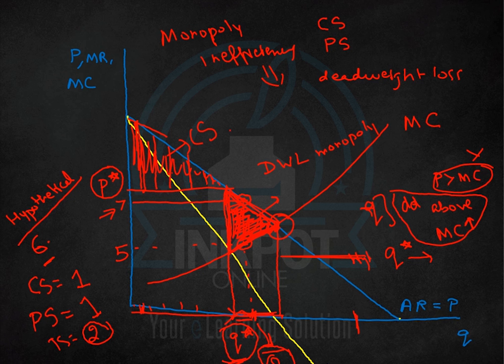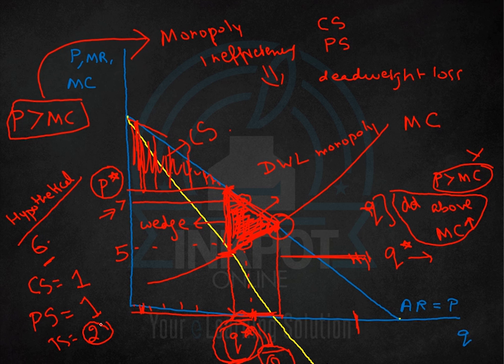And again, note that the issue is this condition that is being met. At the profit maximizing level of output, P is greater than MC, right? There is this wedge, there's this distance between the demand curve and the MC curve. They are not intersecting at this point, and this is the criterion which is resulting in this inefficiency.